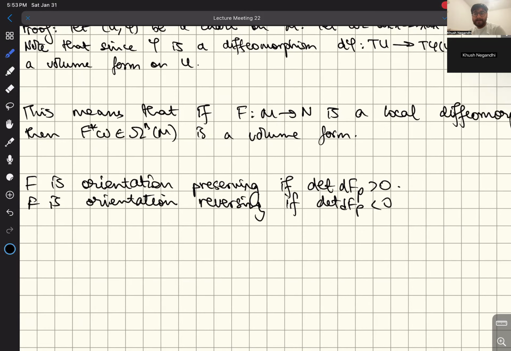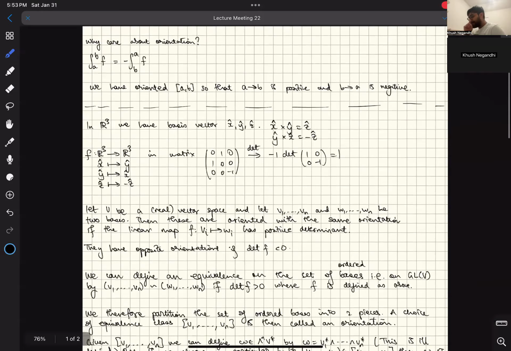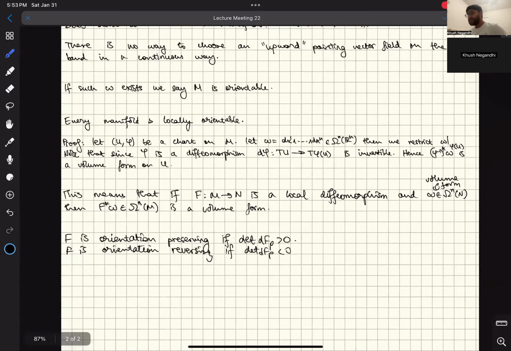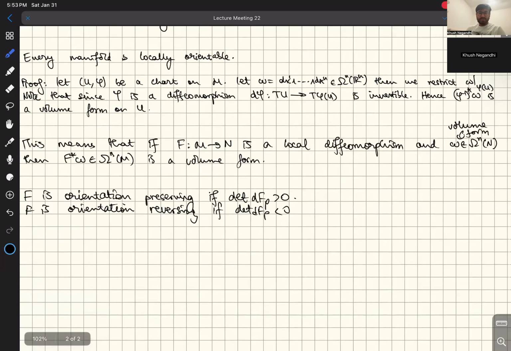Okay, so that's all I really wanted to talk about in terms of orientations, right? The main idea is that an orientation is simply the choice of a top form, or like a volume form. Not every manifold has such a volume form. And yeah, I mean, that's about it really for orientations at least.